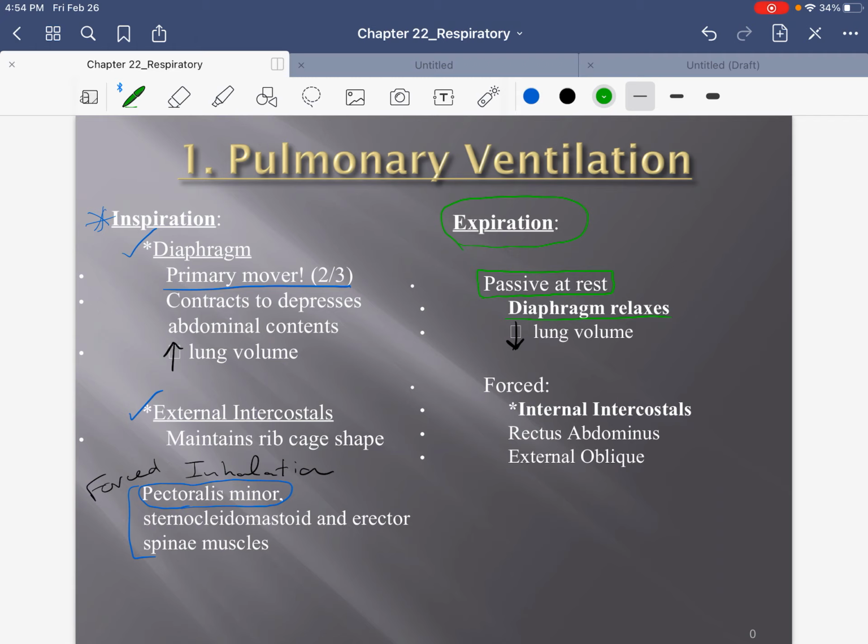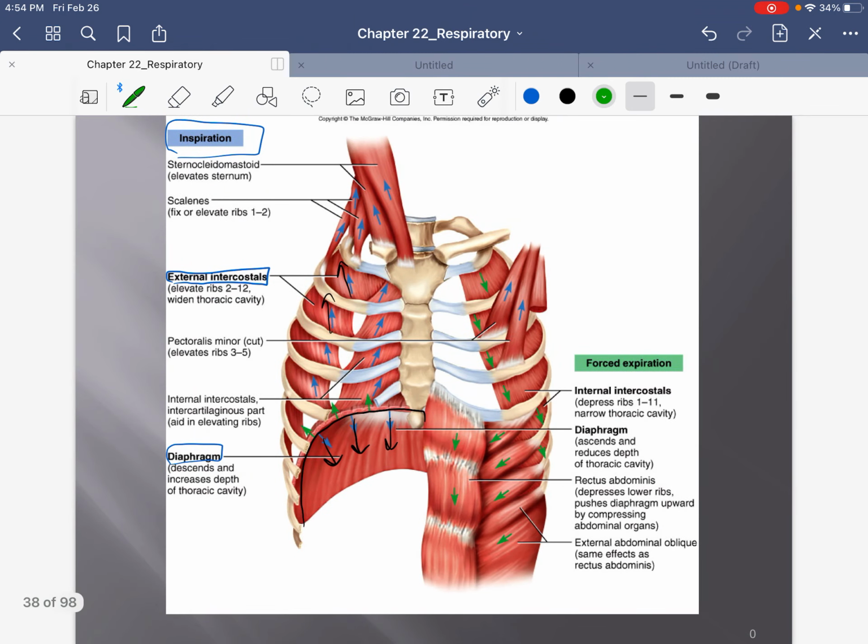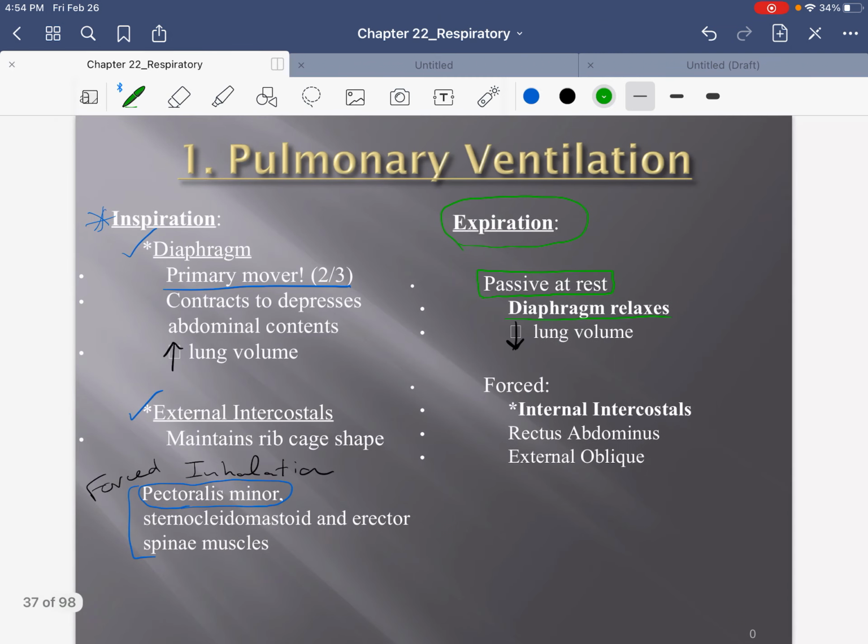The diaphragm contracts so forcefully, because remember, it's responsible for 2/3 of our movement to inhale, that the diaphragm relaxing itself is enough to lower lung volume, to increase the lung pressure, so it's greater than the atmospheric pressure. And then the same thing.